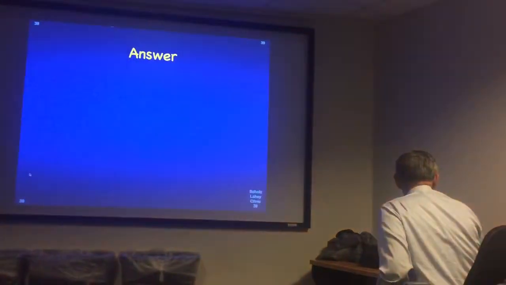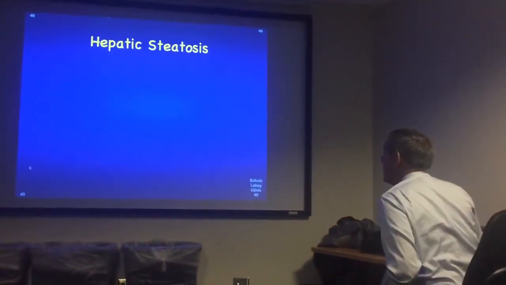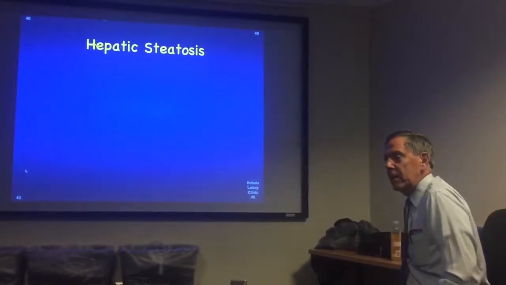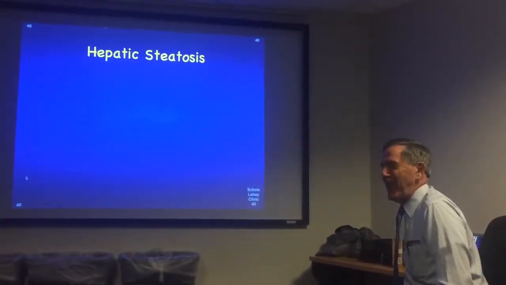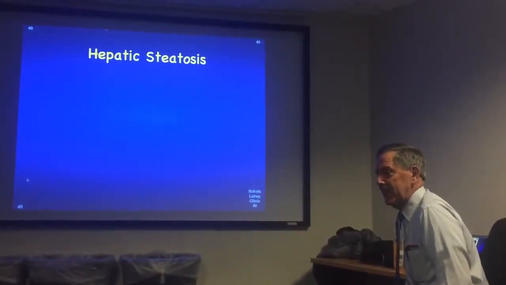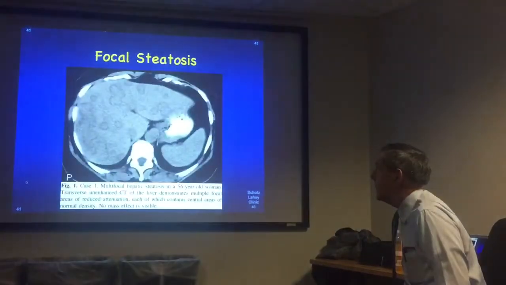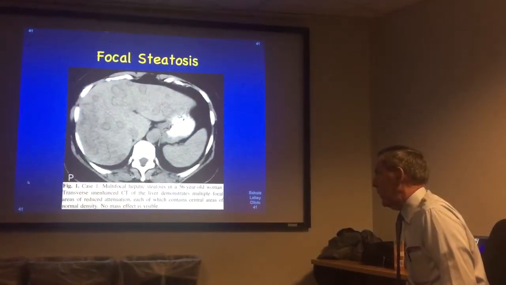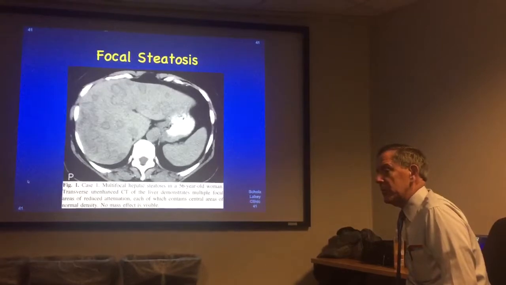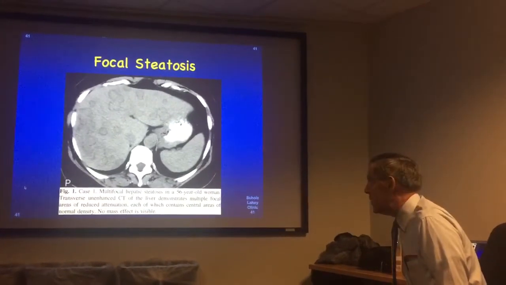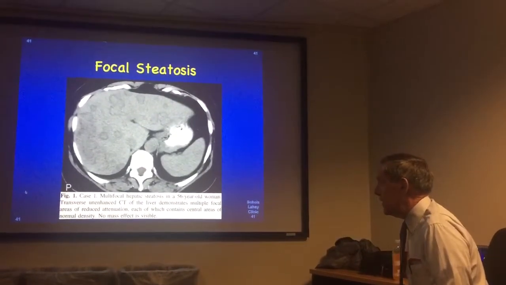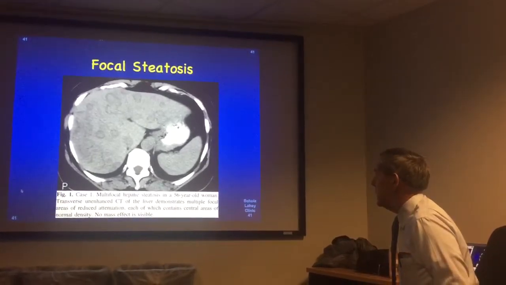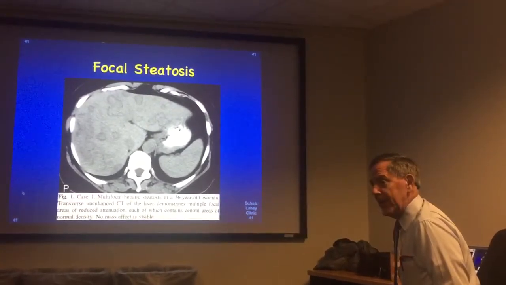So maybe it is ileus early or something. This is, what? Hepatic steatosis. No, Dr. Scholz, I've seen a million. But you haven't seen this. I have not seen that. This is called focal hepatic steatosis. Other people call it tumoral steatosis. Okay. This is from the literature. And again, it looks like tiger spots.